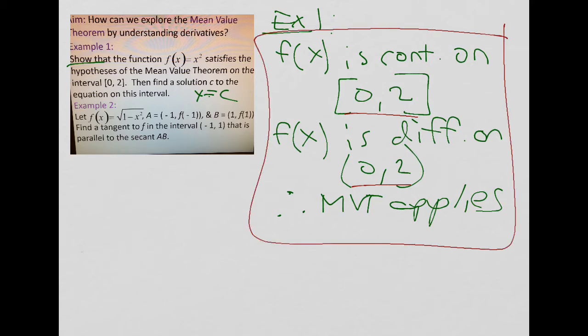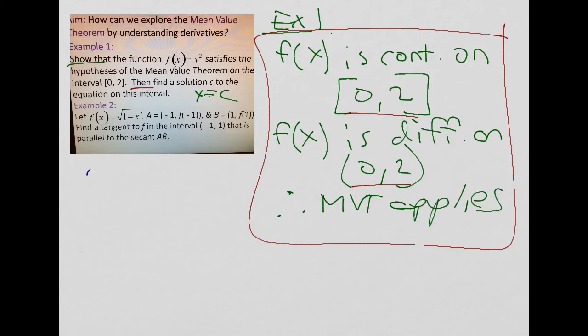Now we're going to work on the second part here. What we want to do is two things. We want to take the derivative of f of x. We want to take the slope of the secant line from when x equals a to x equals b. And then we're going to set them equal to each other. So here we go.